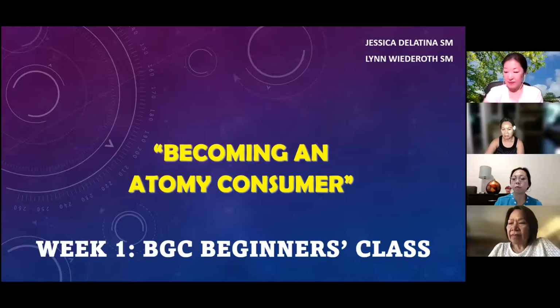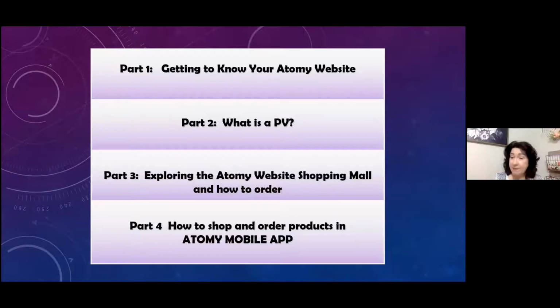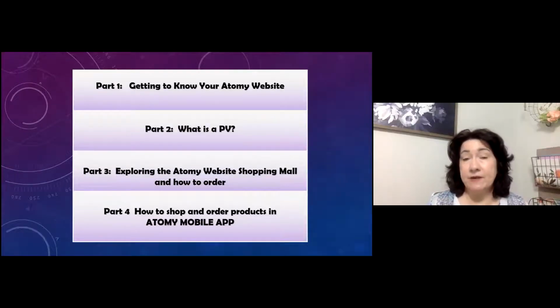Really the first thing that you need to focus on is becoming an auto consumer, which means you need to know how to use your website. You need to know how to order, and you need to know how to order through the Atomy mobile app, because it's very simple. And then the one business thing that we're going to cover tonight is what is PV.